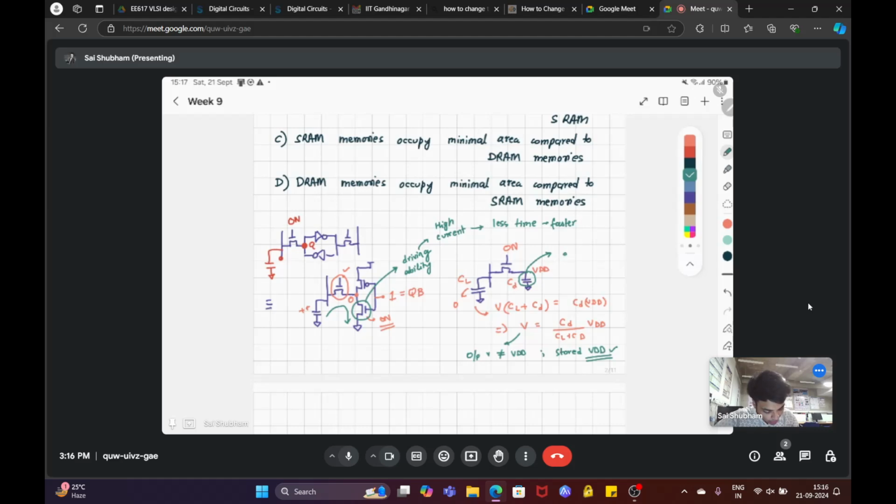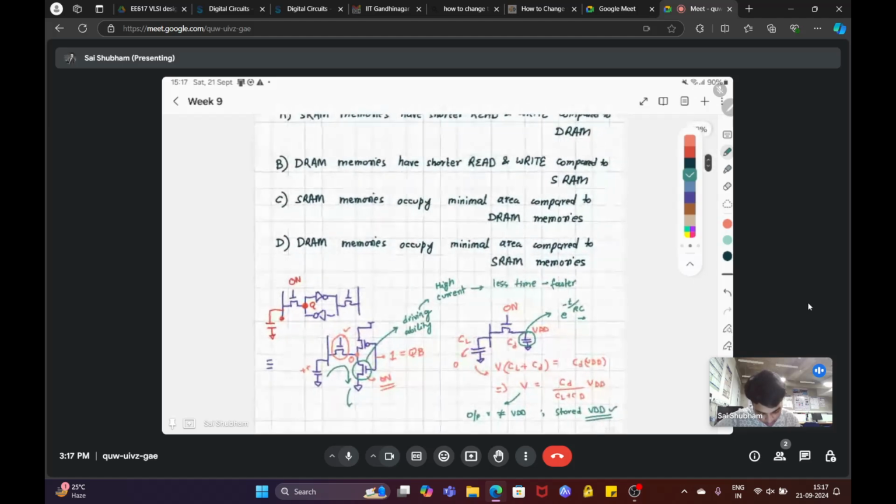Eventually, the time it will take is dependent upon e to the power minus t by RC, where C is the combined capacitance. Okay, and R is the resistance of the NMOS transistor over here. So this takes exponential time for the complete charge sharing to happen. Whereas in this case, it has a fixed time. Okay, so DRAM are usually slower as compared to SRAM.